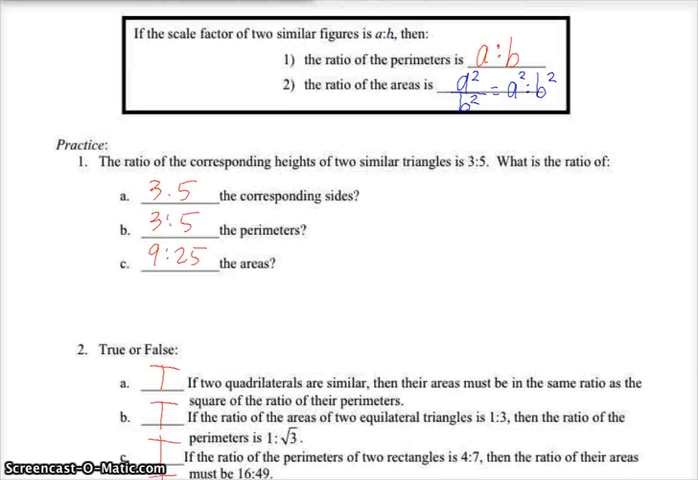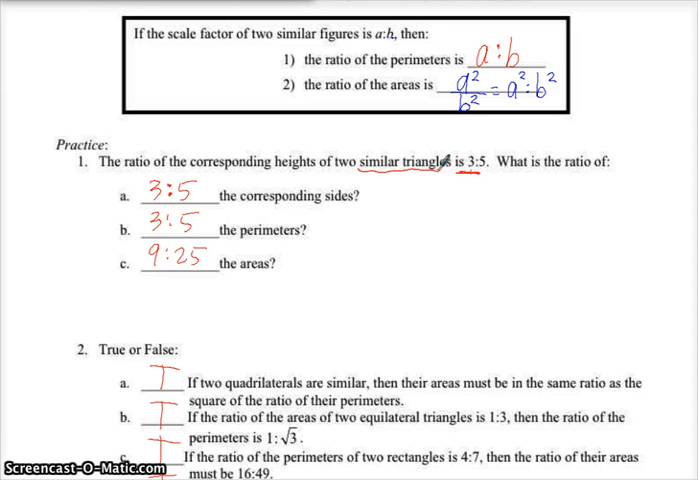Okay, how'd it go? So the ratio of corresponding heights of two similar triangles is 3 to 5. What is the ratio of their corresponding sides? Well, if their heights are 3 to 5, then their corresponding sides have to be the same because they're similar triangles. And we're still talking about the dimensions of the triangle itself, right? Heights and sides, those are just dimensions of the triangle, so they have to be in the same ratio if they're similar.